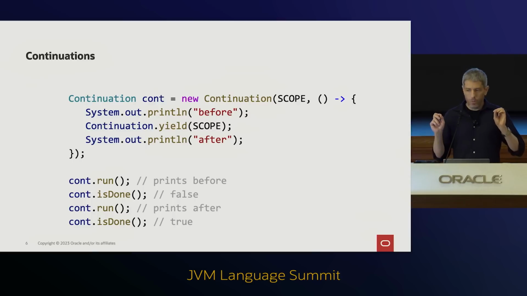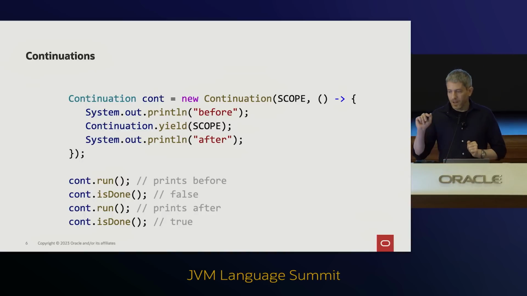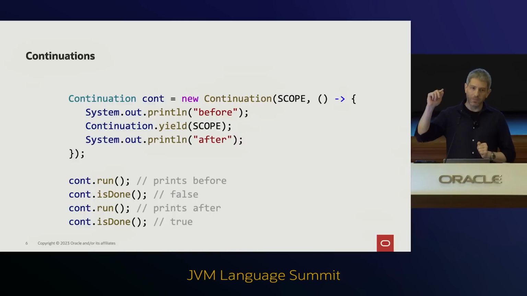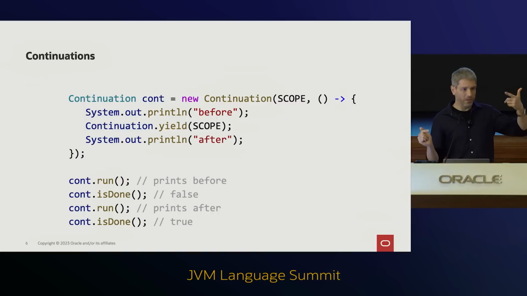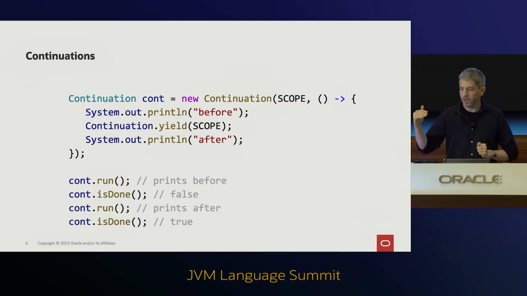The way to think about this, I think that part is quite cool: when you call yield from inside the continuation, that causes the run method to return. But when you call run, that causes yield to return. So when you call run the second time, yield returns and would execute the next line. So calling run causes yield to return, calling yield causes run to return.